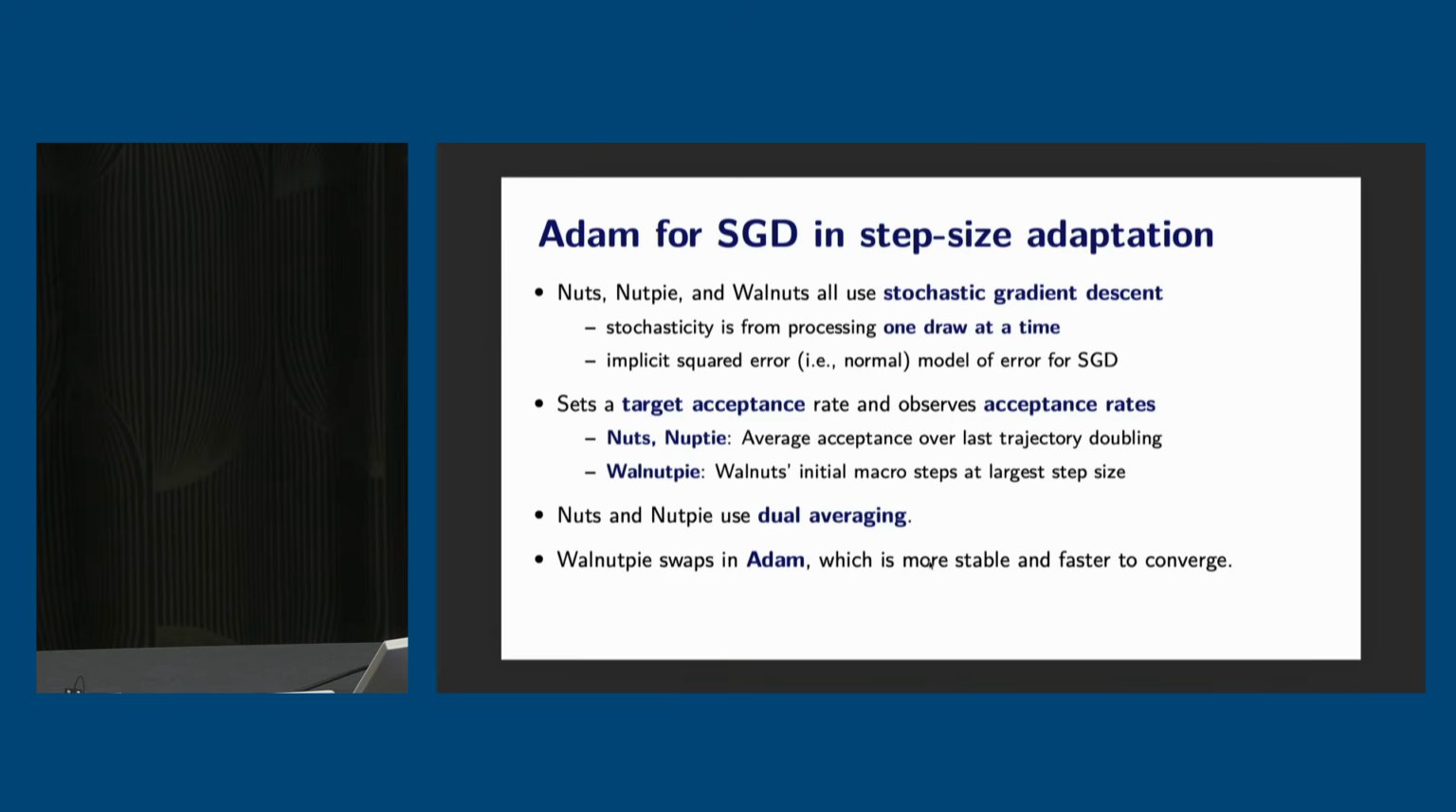We're using Adam for step size adaptation. So NUTS, Nutpie, and WALNUTS all use stochastic gradient descent, where the objective is getting the acceptance rate close to a target acceptance rate, and the error is implicitly squared error, which they never tell you, but if you back out the error from the SGD algorithm, you realize they're assuming squared errors. Which means we can just drop in Adam as a replacement for dual averaging. A good project for somebody would be to drop in Muon or one of the even newer optimizers and see if that's even better. So NUTS and Nutpie use dual averaging, but we swap in Adam.